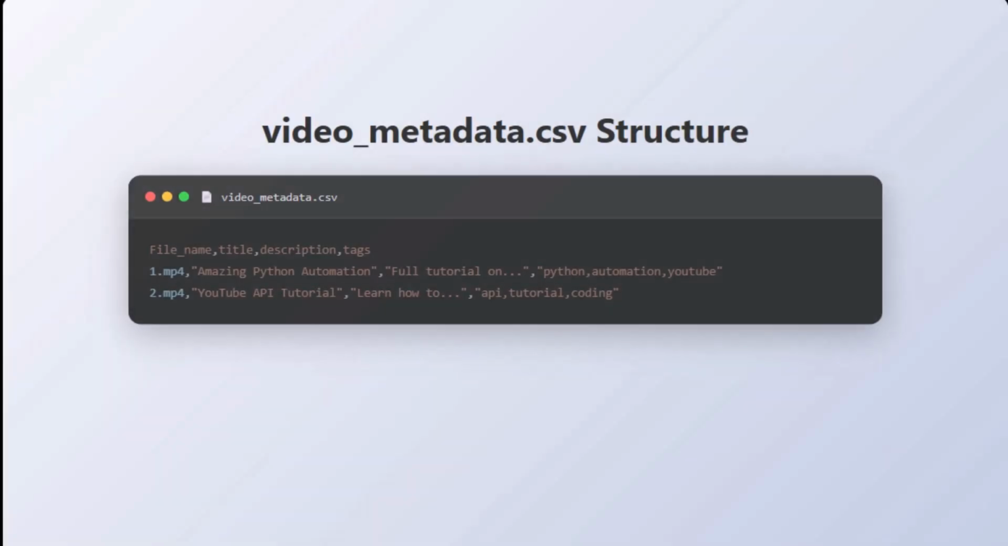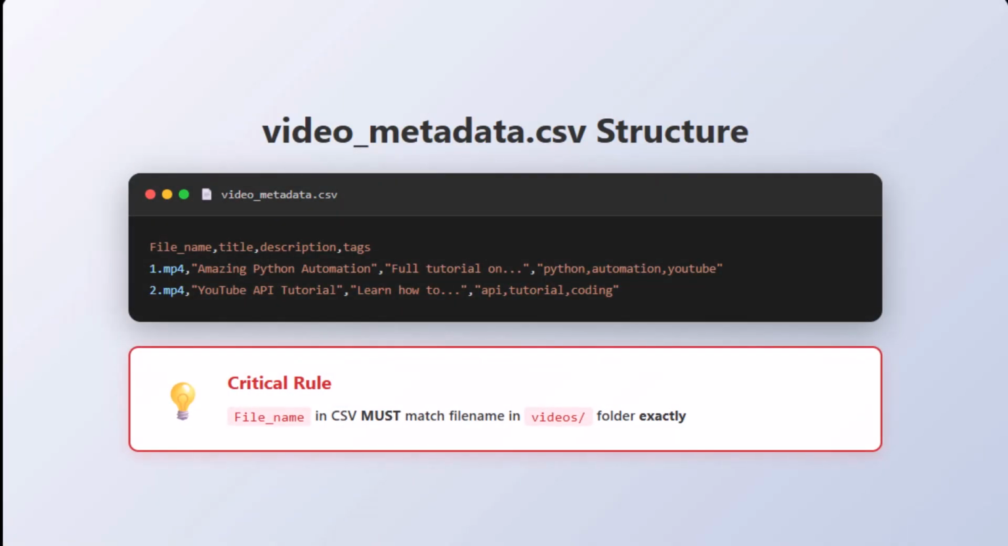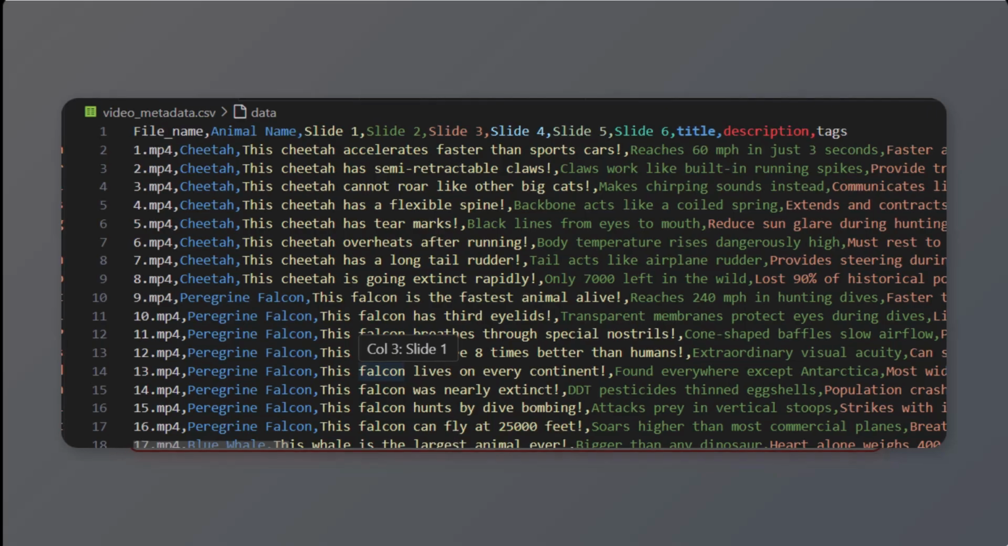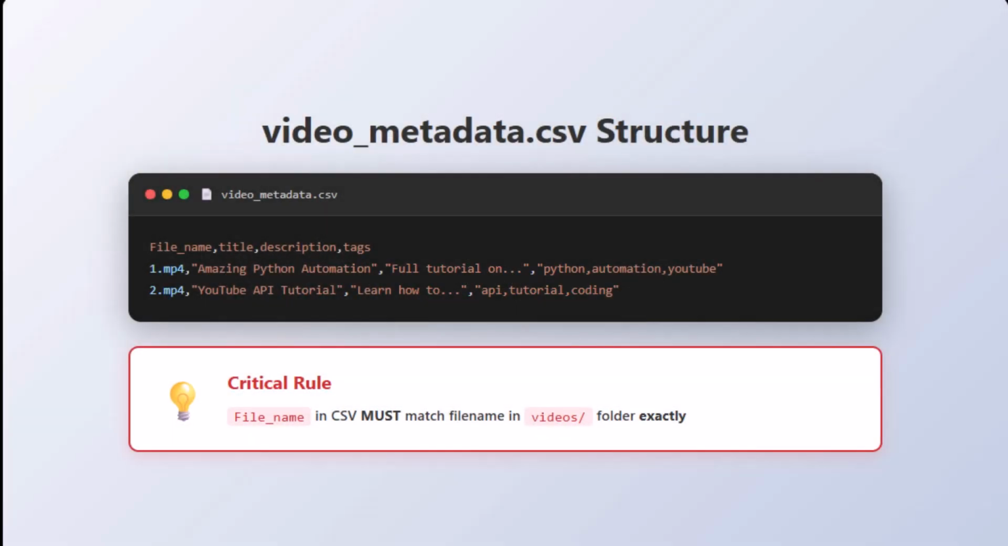Let's talk about the video metadata.csv file. This is how you tell the script what each video is about. The CSV has these columns: file name, title, description, and tags. You can have other columns too. In my case, I had some extra fields from my video generation process, but the script only cares about these four. Here's what a row looks like.